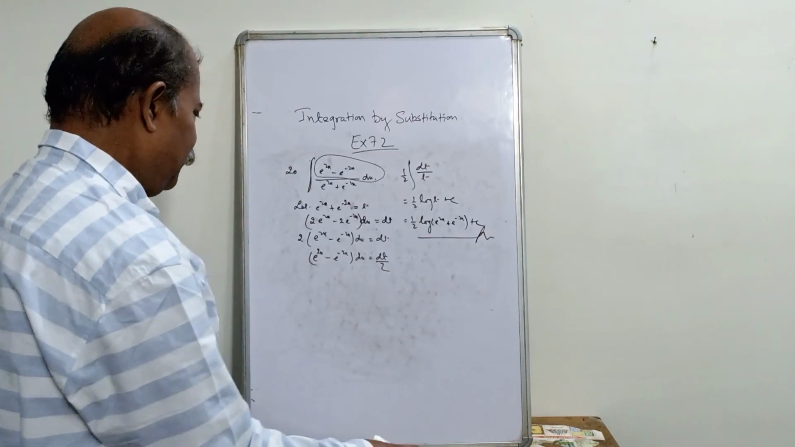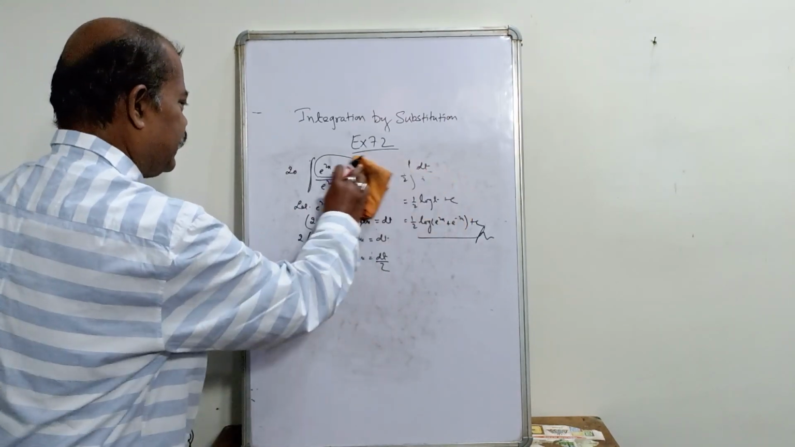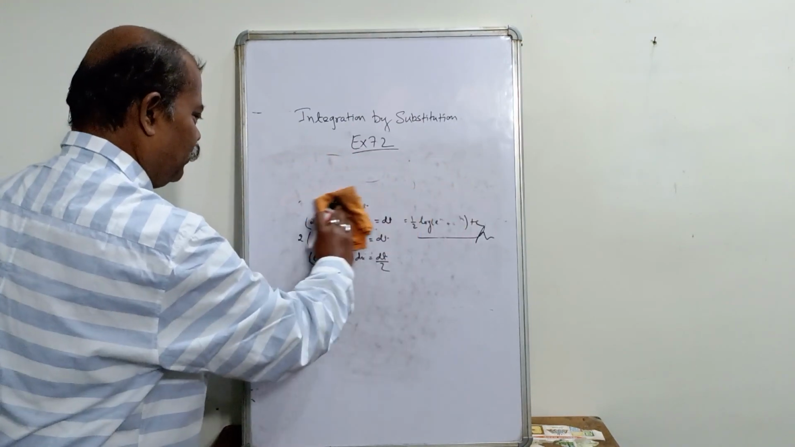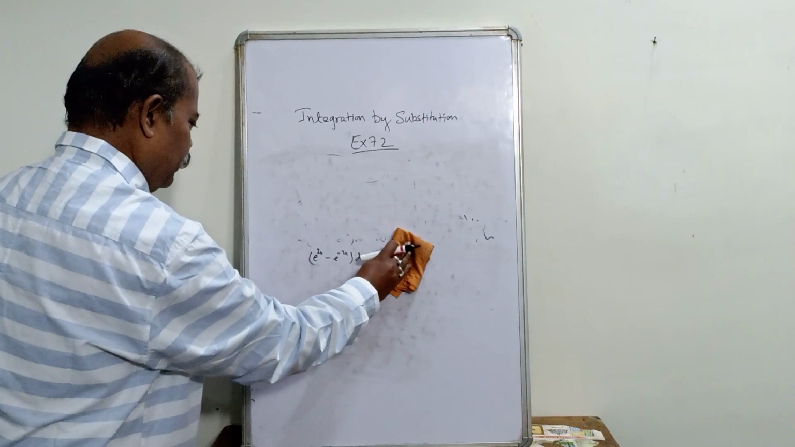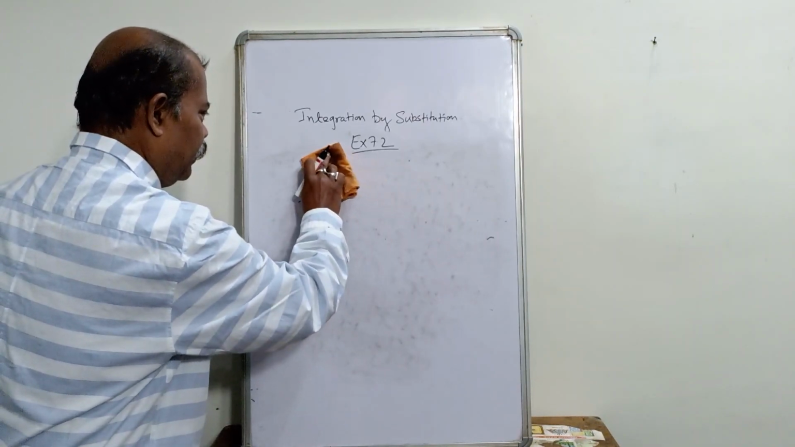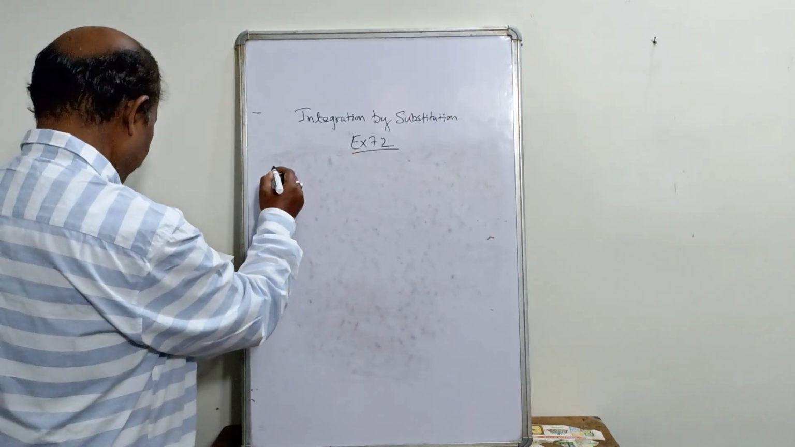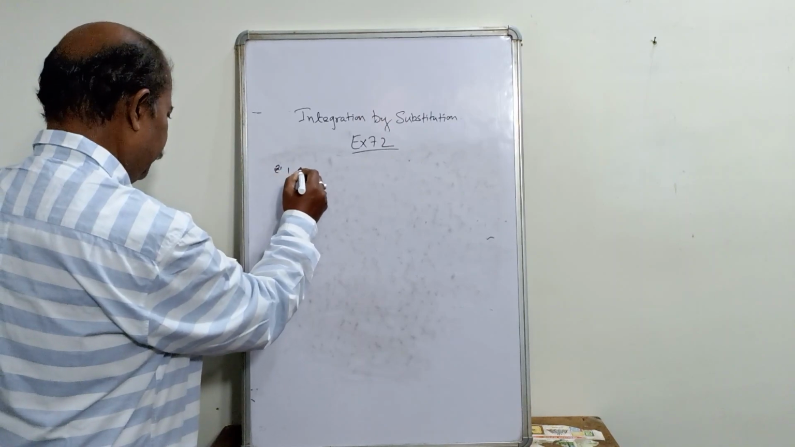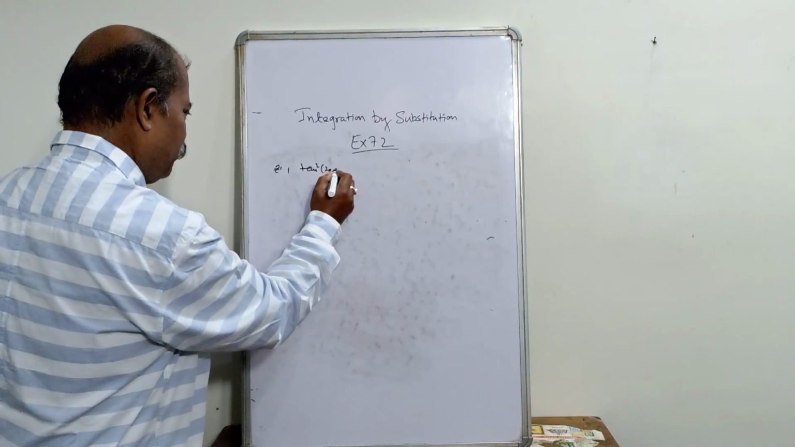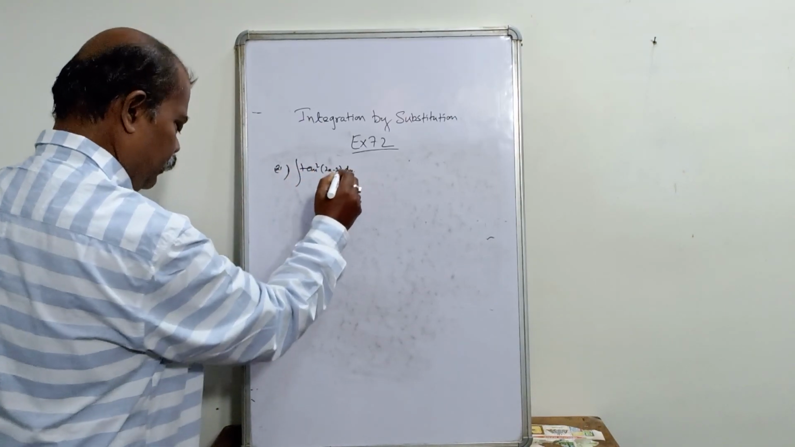So here you see how these substitutions help us to solve the problems in integration. Now my next question is: integration of tan square (2x minus 3).